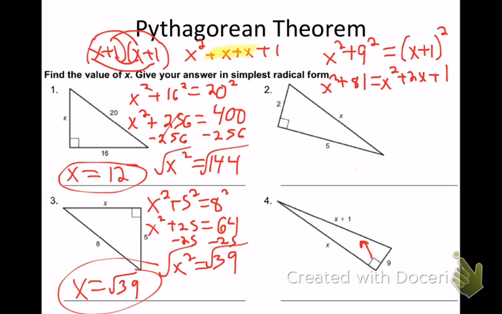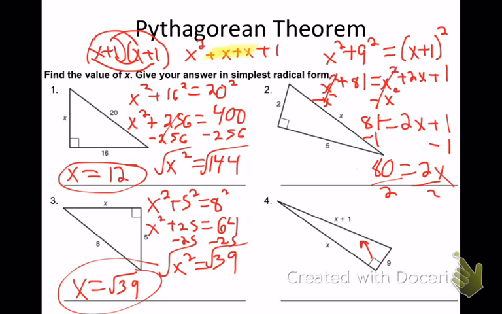Now I just need to solve. Does everybody see how I have x squared on both sides? Well, I'm going to subtract x squared. And what happens there? They cancel out. So I have 81 equals 2x plus 1. I'm going to subtract the 1 on both sides. 80 equals 2x. Divide both sides by 2. X equals 40.